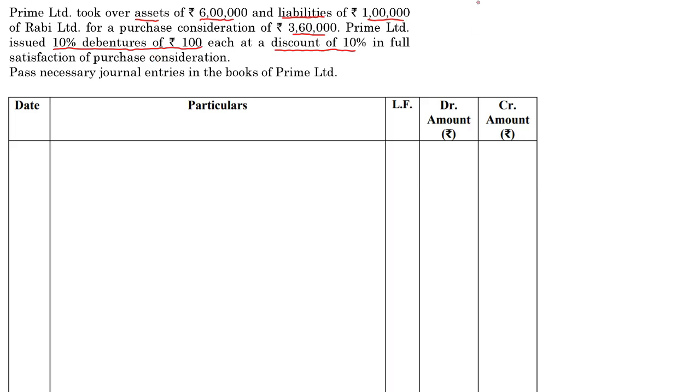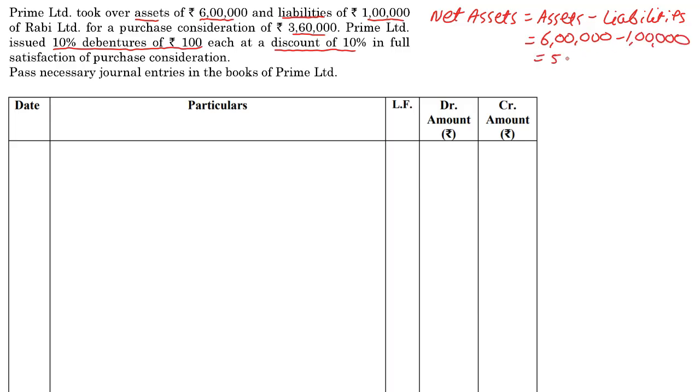Now, we need to calculate the net assets. Net assets is equal to assets minus liabilities. Okay, and that is going to be 6 lakhs minus 1 lakh, which is 5 lakhs.